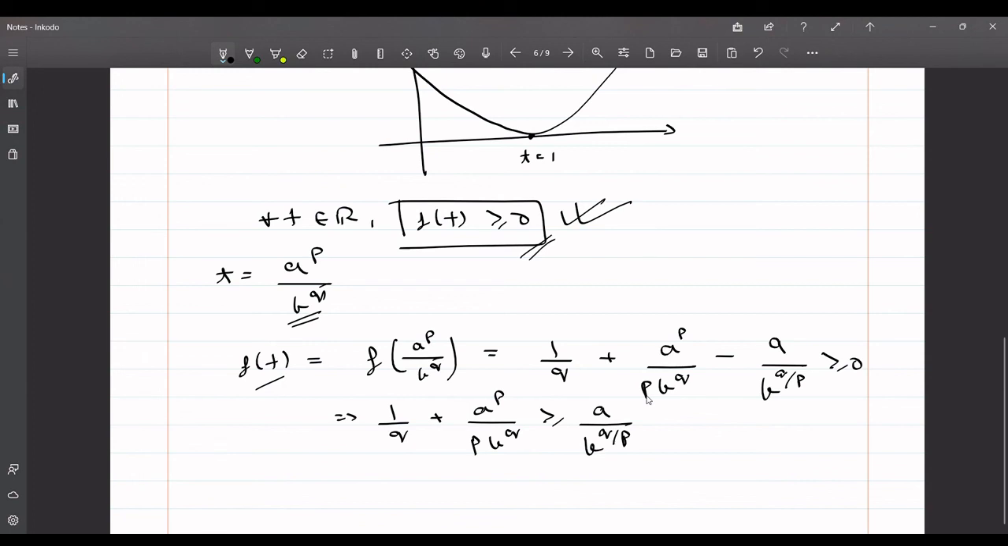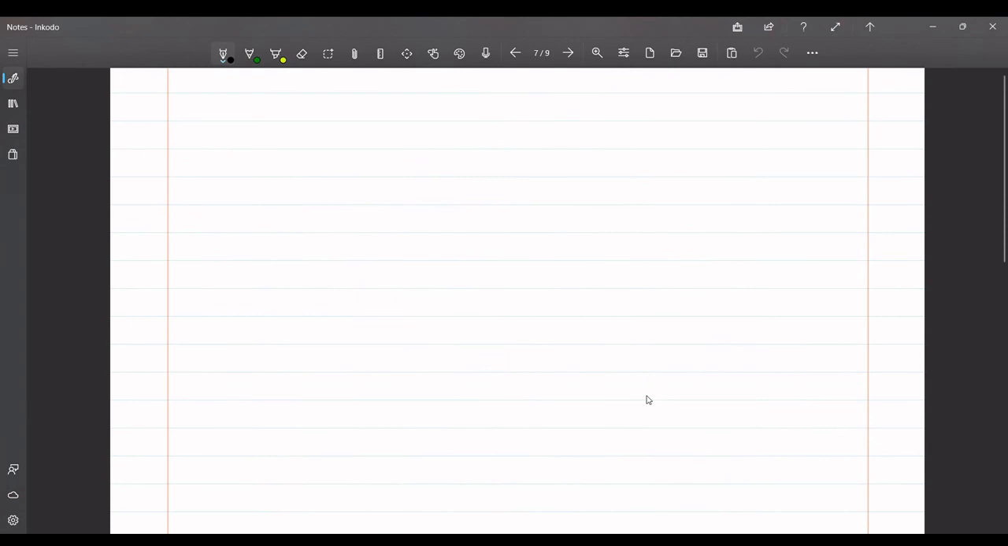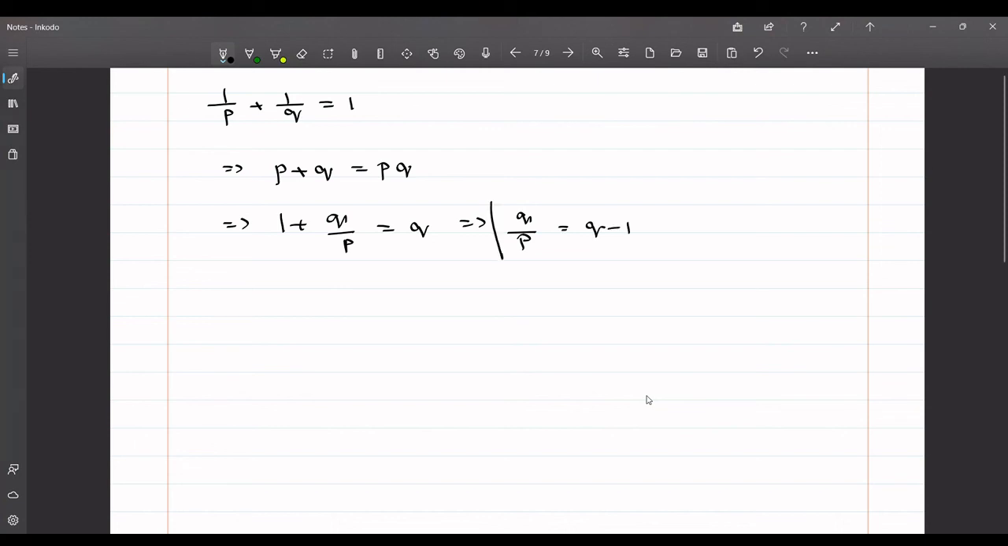Okay. Now we are moving on to the next page. We have this definition, 1 over p plus 1 over q equals 1. From here we can say p plus q equals pq. So if we divide by p, we can write 1 plus q over p equals q. Or rather we can say q over p is the same as q minus 1. So we can use this in the previous statement.